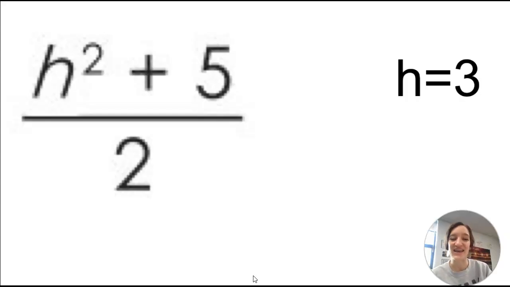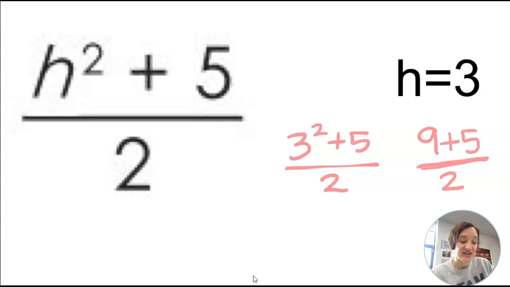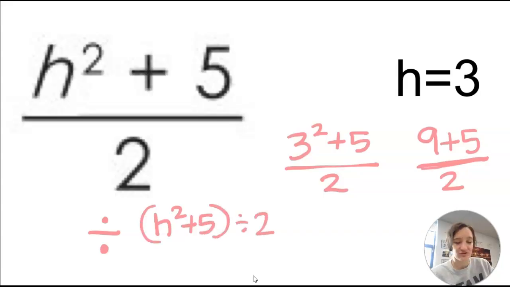All right, let's try this. If I tell you that h equals 3, could you solve this? I'm going to do exponents first, so I get 9 plus 5 divided by 2. Now, let's explain this thing right here. We've talked about how this is really a division sign, right? So another way we could write this is h squared plus 5. I want you to do that, and then divide by 2.